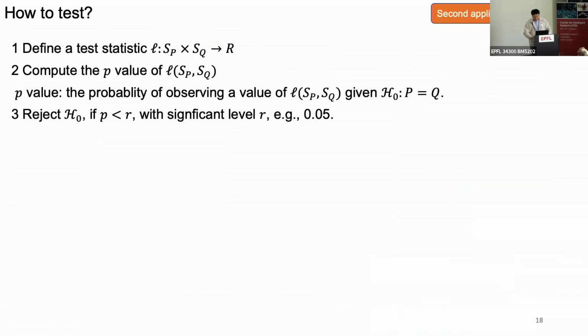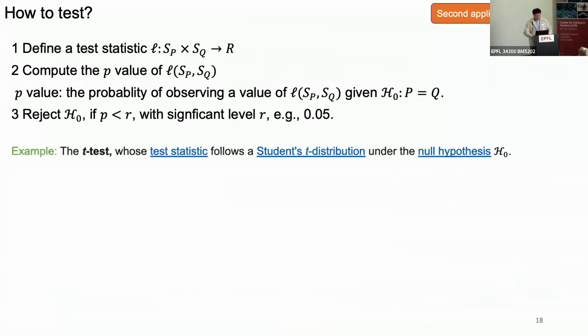How to test? We first define a test statistic L. The test statistic measures how different the two batches of data are. Then we compute the p-value. The p-value is the probability of observing this value of the test statistic given the null hypothesis that the two distributions are the same. If this p-value is very low, we reject the null hypothesis.